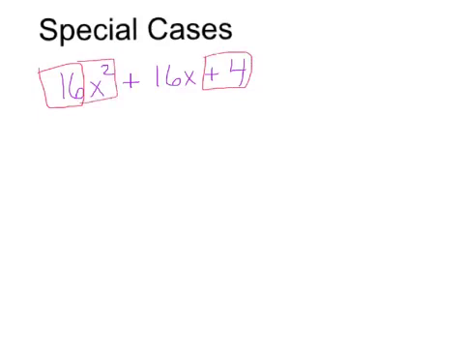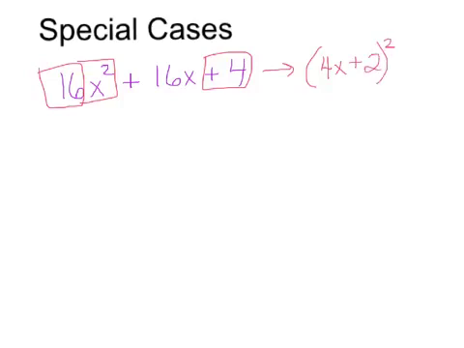Anytime you have your a and your c term squared, so if I gave you something like 16x squared plus 16x plus 4. Anytime you notice that your a term is a perfect square and your c term is a perfect square, be thinking of those special cases where the square root of 16x squared is 4x, the square root of 4 is 2.